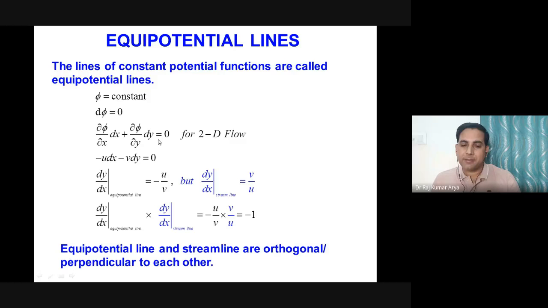So first we have derived the equation for the equipotential line. From this, we got minus u upon v. For the streamline, we already know that dy upon dx is v upon u. We multiplied the two, and finally that product is coming minus 1. It means these two lines are always perpendicular to each other. So this is the derivation just to show whether equipotential lines are perpendicular to the streamlines or not. So I hope you can do it. You can remember also.